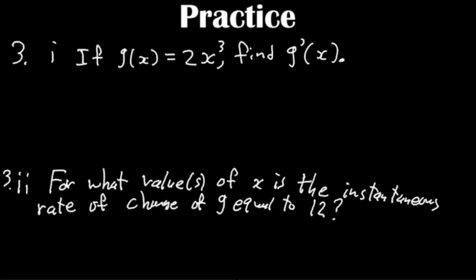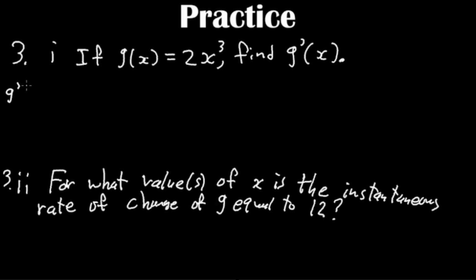There's one more bit of practice. This is probably the hardest one. So we have a function g of x equals 2x cubed, and we want to find the derivative. So we're going to use our formula from before. I'm not going to write it out this time. Instead of using f, we're using g.